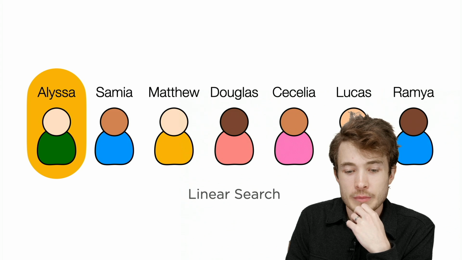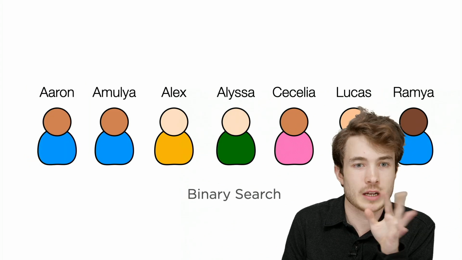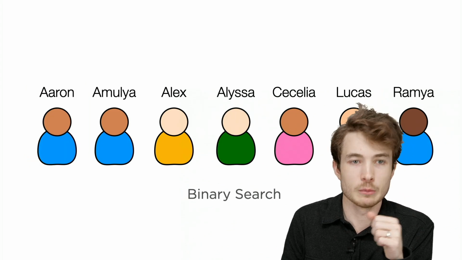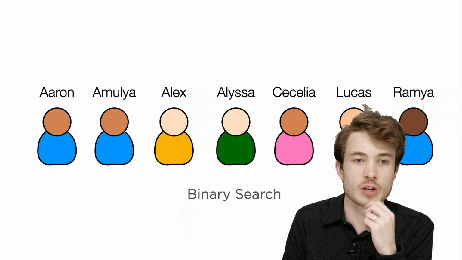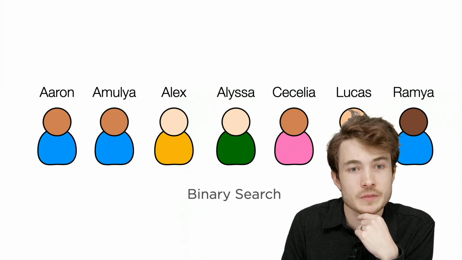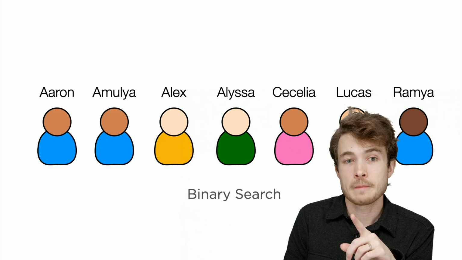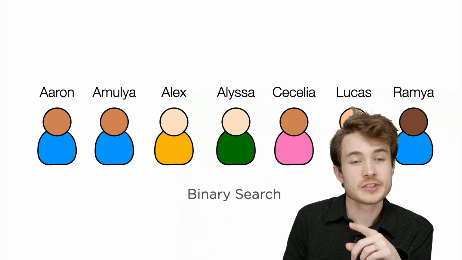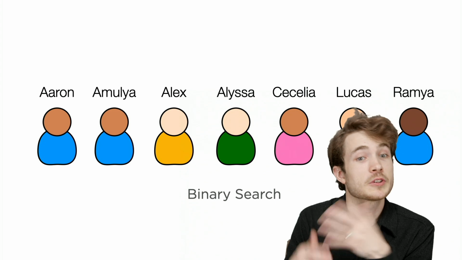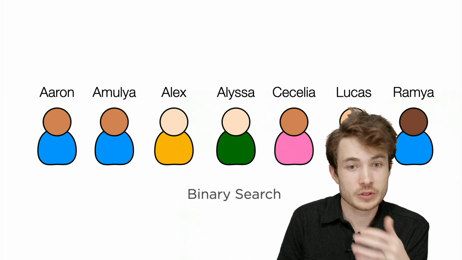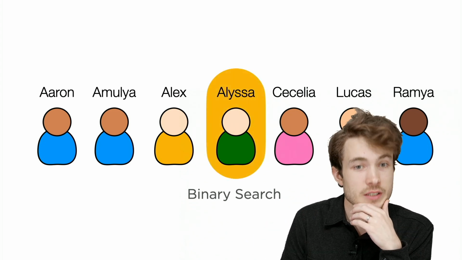And now let's think too about a binary search. Let's say we have this input of people. They're kind of shuffled a little bit. We have Aaron, Amelia, Alex, Alyssa, Cecilia, Lucas, and Ramya. And we're doing binary search. We're still looking for Alyssa. And if we were to do binary search on this data set, where would we first look? Well, the middle. So it took us only 1 step to find Alyssa here.